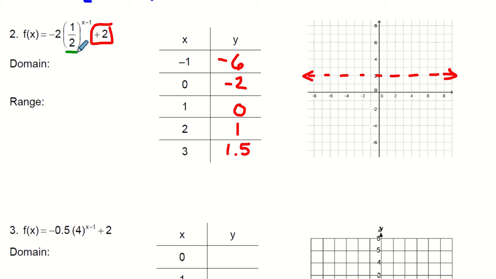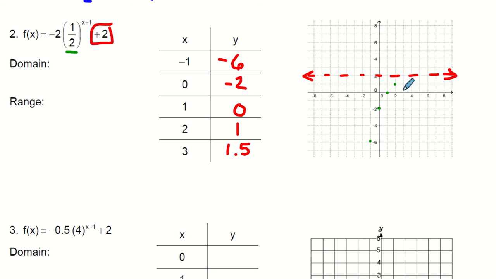All right, so again, to get these -6, -2, 0, 1, 1.5, all that, you have to plug these values in, or you can just use the table function on your calculator. Okay, this is a long video, but I'm going to go ahead and graph these real quick. So -1, -6 would be here. 0, -2 would be here. 1, 0 would be here. 2, 1 would be here.